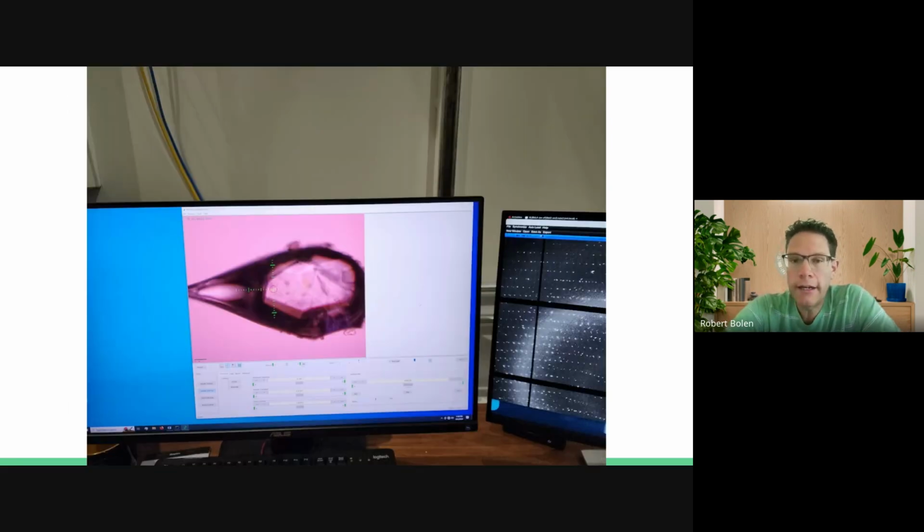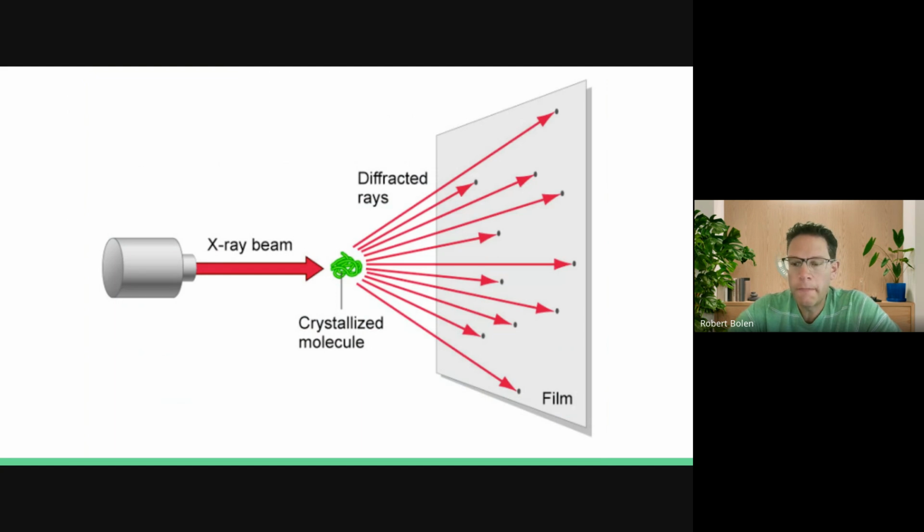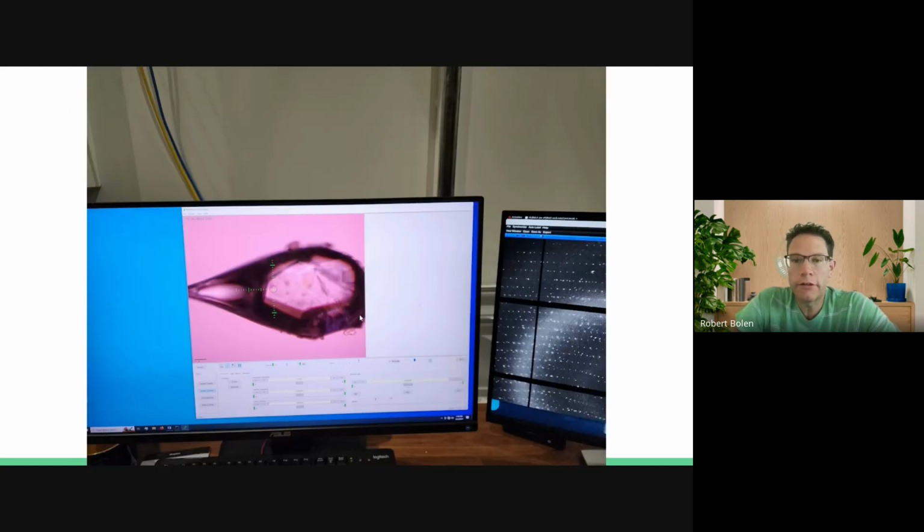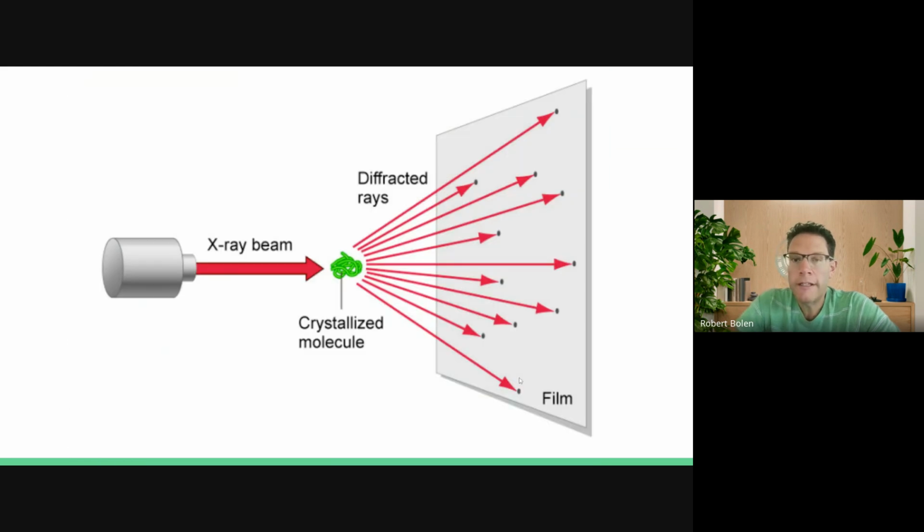And when we collect data, you can see this is a giant crystal. This is actually from earlier this year. Off to the right-hand side, you see all these tiny dots here. Those represent the diffraction pattern from that particular crystal. And so that particular crystal gave us a really nice diffraction pattern. So this is what it looks like.